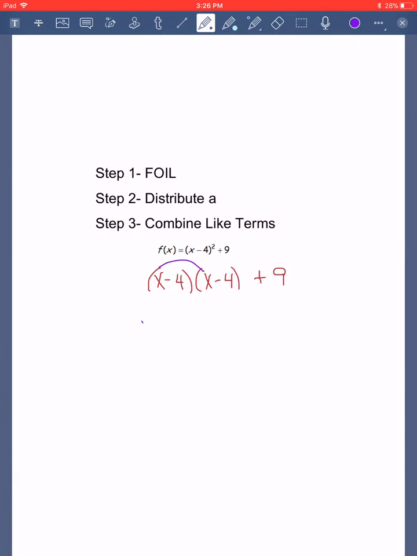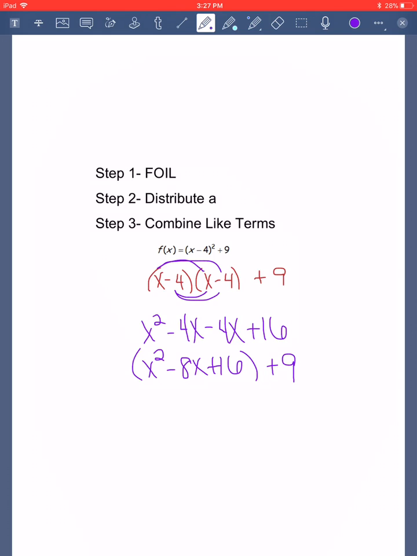So x times x is x squared. X times negative 4 is negative 4x. Negative 4 times x is negative 4x. And then negative 4 times negative 4 is positive 16. So that's x squared minus 8x plus 16.